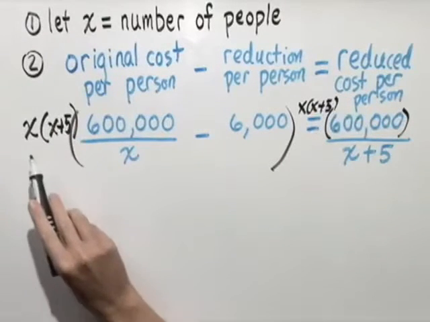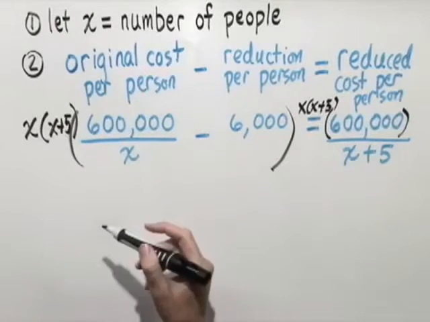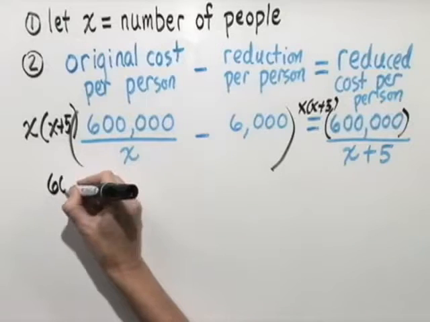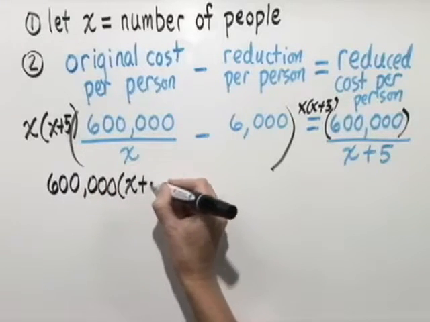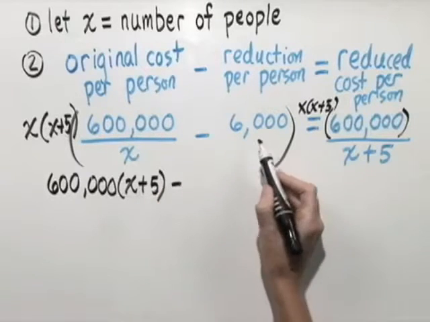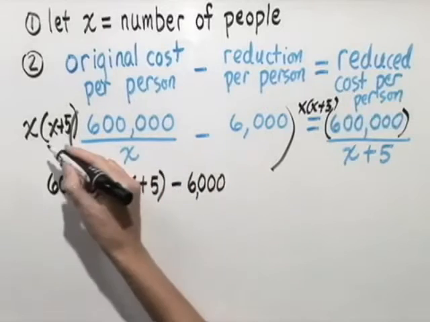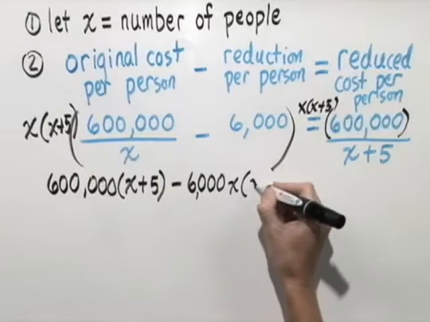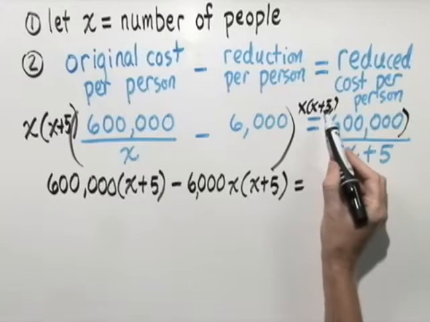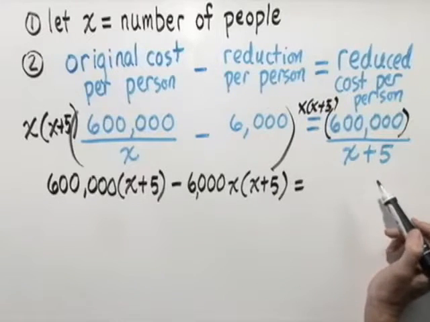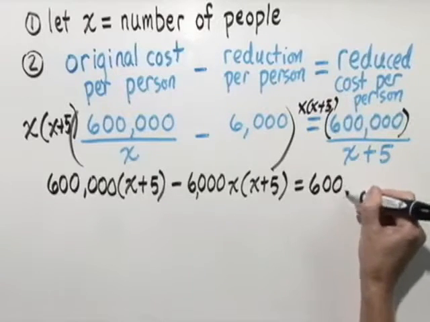So on the left-hand side, when we distribute x times x plus 5 through, our first term, the x's will divide out, and we'll have 600,000 times the quantity x plus 5 minus 6,000 times x times the quantity x plus 5 equals, on the right-hand side, notice the x plus 5 in the numerator and denominator divide out. We simply have 600,000x left.